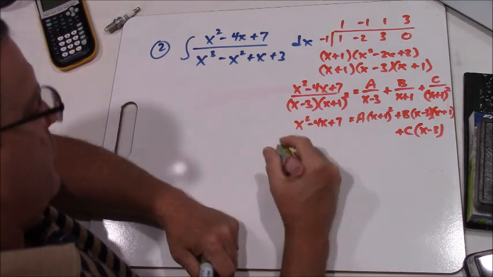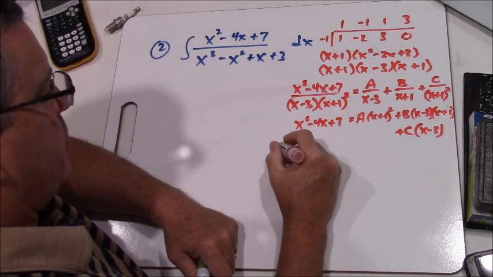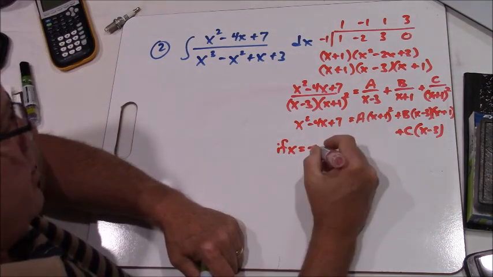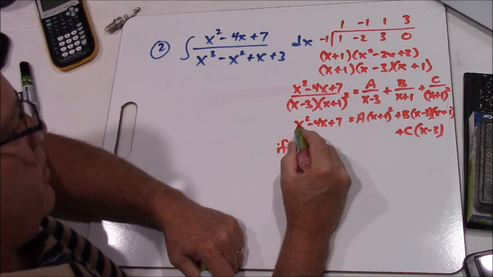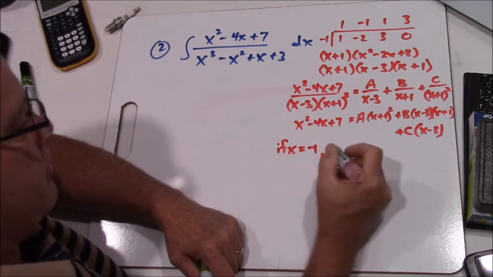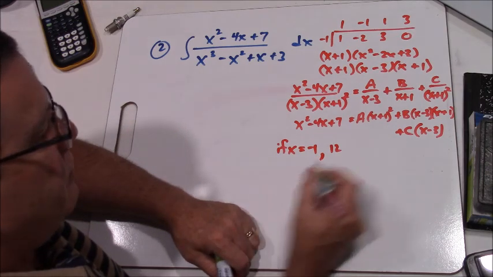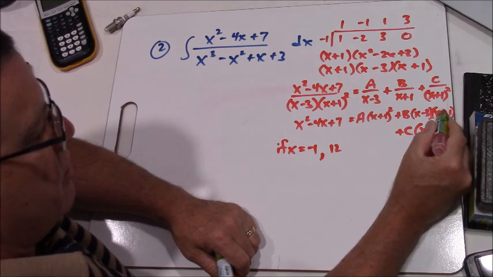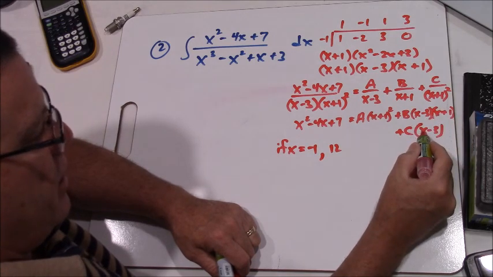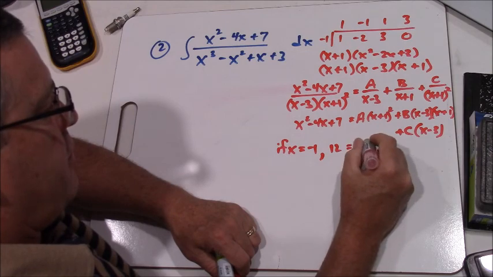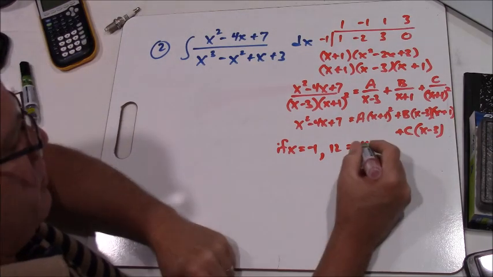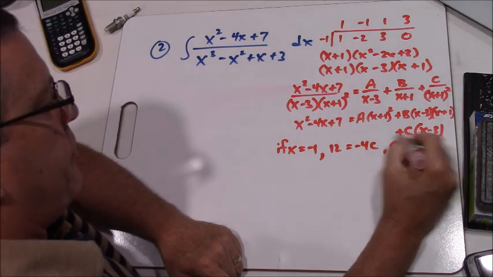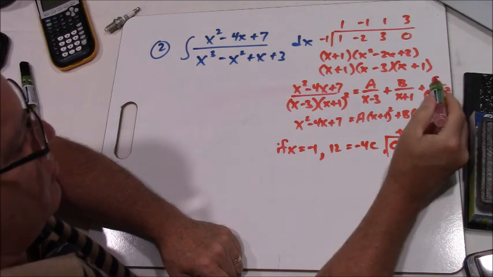All right, so now I'm going to let x equal some numbers. If x equals -1, then what I get is 1 plus 4, that's 5, plus 7, that's 12. That'll be a -1 plus 1 is 0, so that's gone. I get another 0 here, that's gone. Put a -1 here, I get a -4C. So divide by -4 and I get C must equal -3. So there's my first numerator for this fraction.